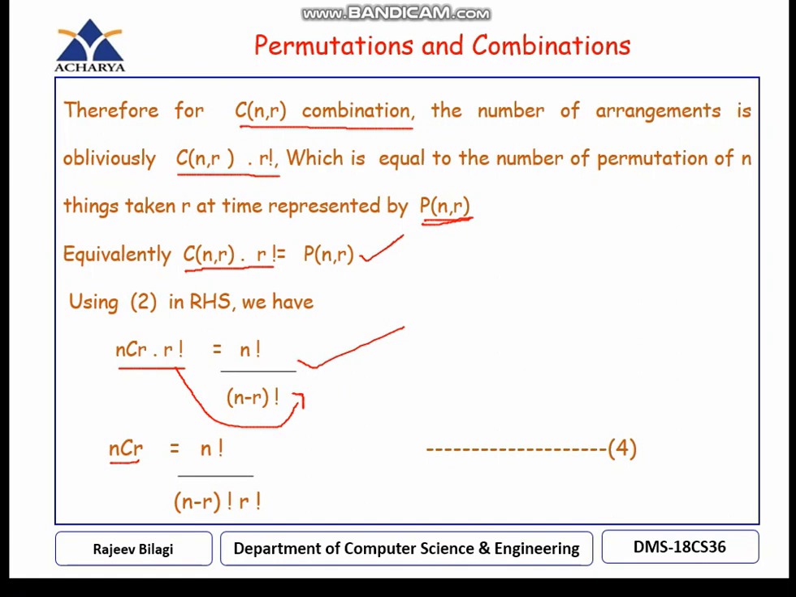If I write only nCr, the r factorial if I bring here, so n factorial divided by (n minus r) factorial into r factorial, which is my nCr.